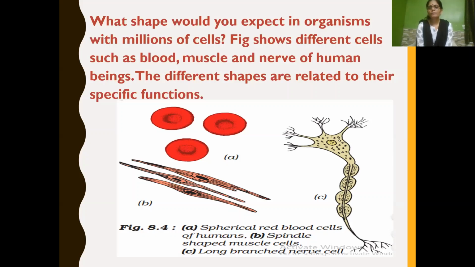In a human body, we can have different shaped cells like blood cell and muscle cell. Blood cell, you can see, is spherical in shape, red blood cells are spherical shaped, and muscle cell is spindle shaped, that is broader in the middle and pointed at both the ends. And nerve cell is very long and branched. So these different shapes of cells in a human body are related to specific functions.